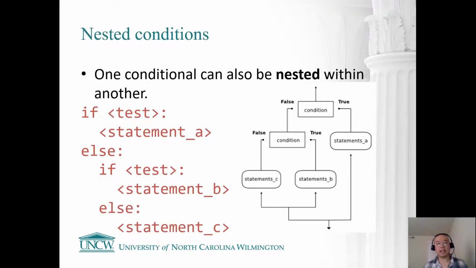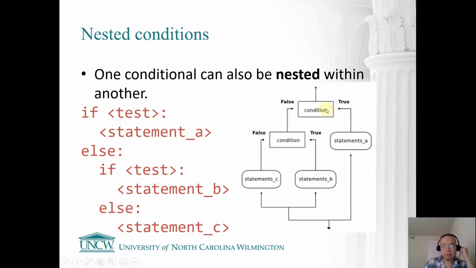Okay, so the nested condition. We have seen the single if and else condition, where we check one condition and then go to either the if branch or the else branch. For the nested condition, this simply means that inside one of the branches, we can add another if and else. So in this case, we check the first condition. If the first condition is true, we go to statement A. So this is the first if branch.